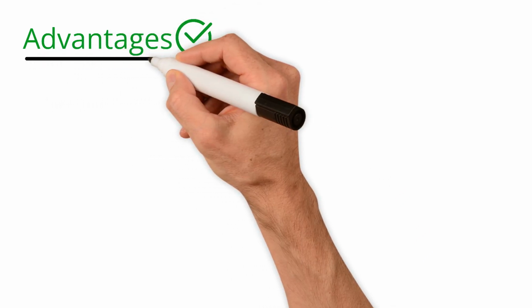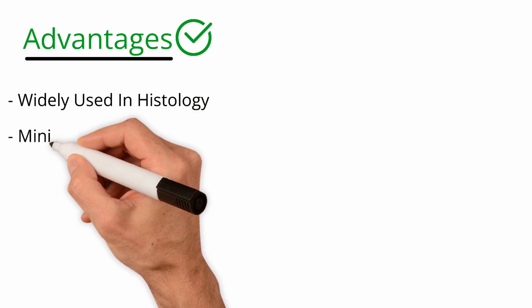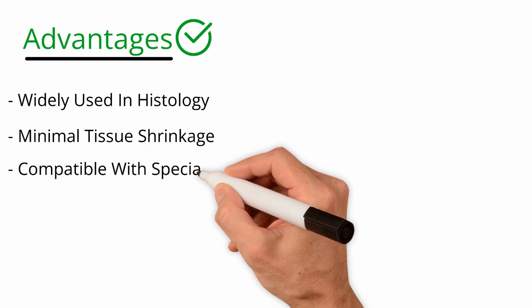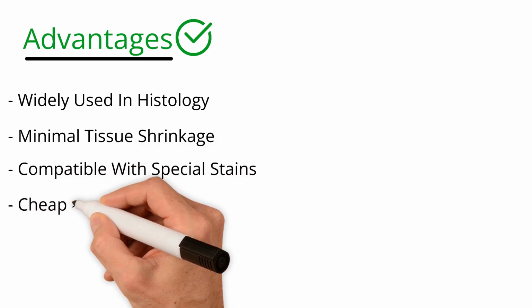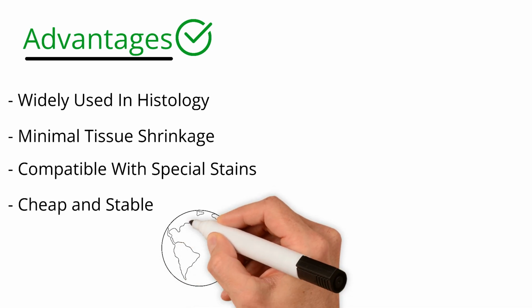Formaldehyde is widely used in histology. It causes minimal tissue shrinkage. It is compatible with most special stains. It is relatively cheap and stable. And today, diagnostic standards are based on formalin-fixed tissues.